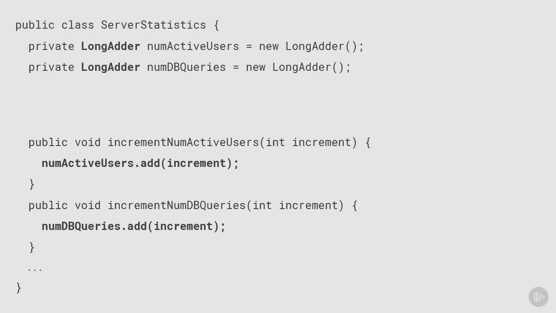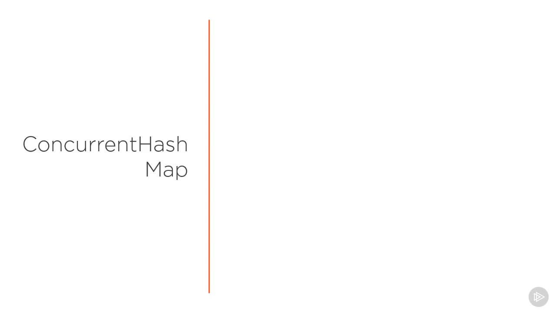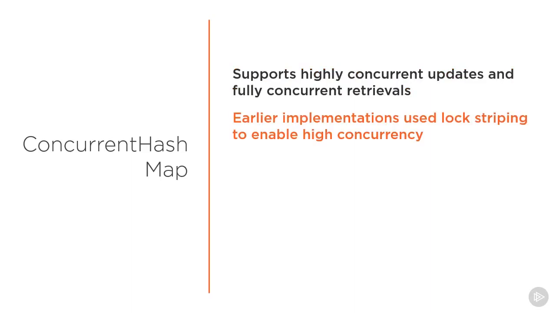The java.util.concurrent package provides a number of concurrent collections, but the two that I'll focus on are the ConcurrentHashMap and the CopyOnWriteArrayList. The ConcurrentHashMap is a thread-safe version of the HashMap data structure that supports highly concurrent updates and fully concurrent retrievals. Earlier implementations of the ConcurrentHashMap used lock striping to enable high concurrency. As a result, they provided much better performance and scalability than a Collections.synchronizedMap or a Hashtable, which both use a single lock to guard the entire object.